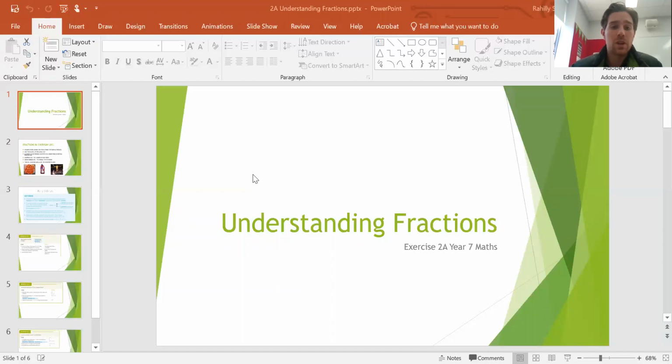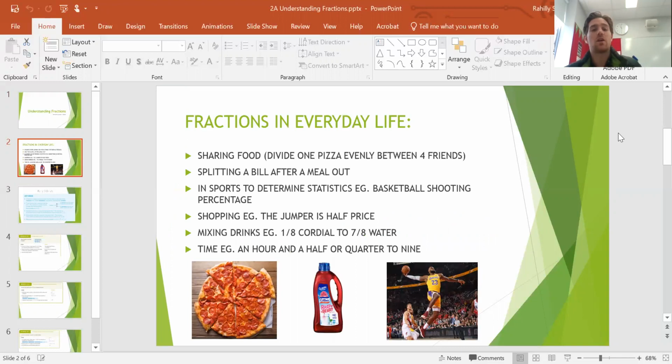Before we get really into anything, I'm just going to look at some fractions in everyday life. So sharing food, okay? You're going to hear a lot of things about pizzas, okay? And that's because they're split evenly. It makes understanding fractions a lot easier. So sharing food, dividing one pizza evenly between 4 friends. When you cut a pizza up, it turns into a fraction.